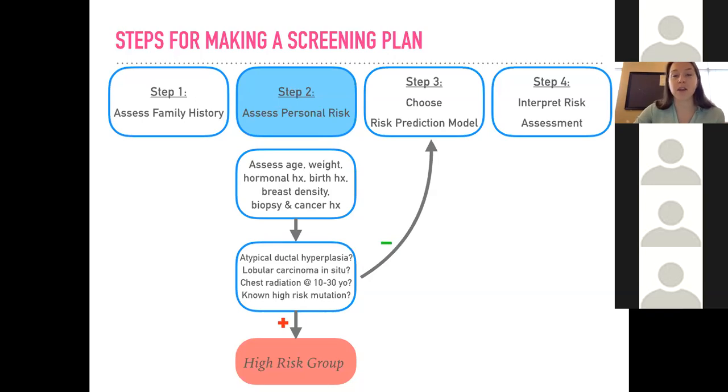Otherwise, if they don't have any of those things and they just have a mix of a baby born at this age, and they took birth control when they were in their 20s, and they had their period at this age, all those different details we then use when we're thinking about their prediction, when we're going to think about their risk models.